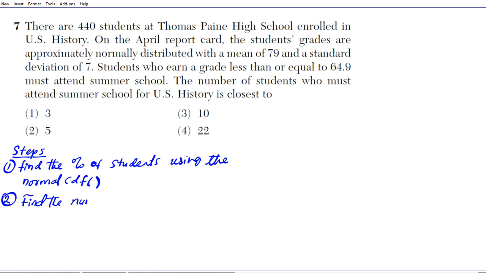Okay, find the number of students that meets the criteria. So with the percentage and the total, we can determine the number of students. Okay. So how do we use this function right here, the normal cumulative distribution function, with the information that we have? Let's review the syntax for accurately entering the information into the calculator. So the syntax for the normal cumulative distribution function is as follows.